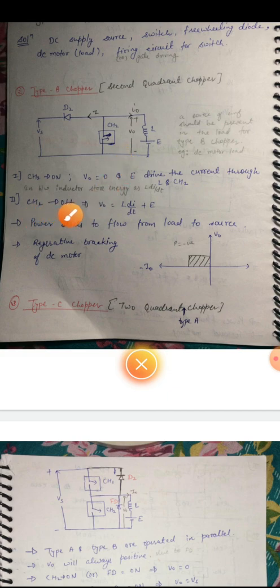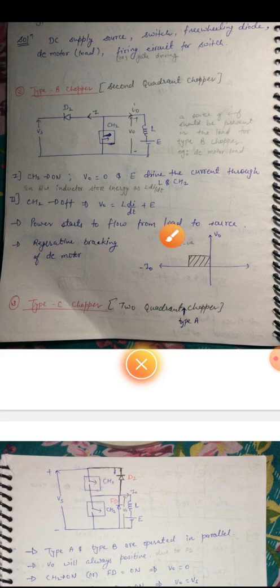When the switch is off, the inductor has already been charged because of the E-forced current. Now the inductor changes its polarity and discharges. When the chopper is off, V naught will be equal to L di by dt plus E.